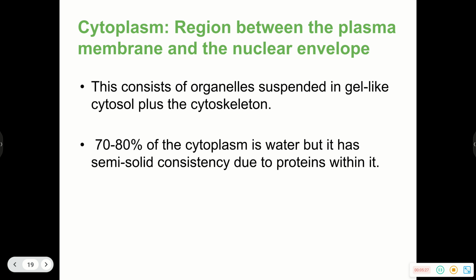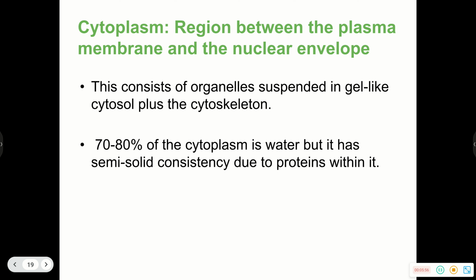The cytoplasm, that's the cytosol that's inside, suspends the organelles and keeps them kind of in place for the rest of the cell. So the cytoplasm is the region between the plasma membrane and the nuclear envelope. The nuclear envelope is what surrounds the nucleus. This consists of the organelles suspended in a gel-like or gelatin-like cytosol, plus the cytoskeleton itself.